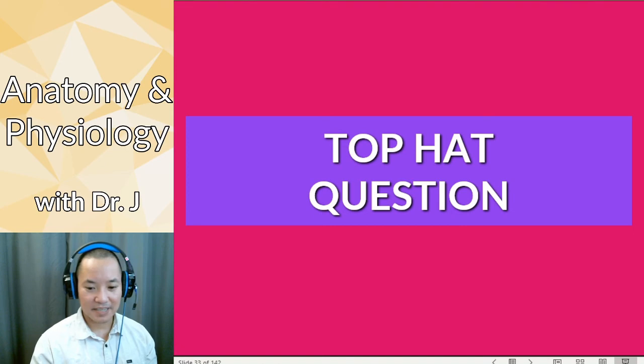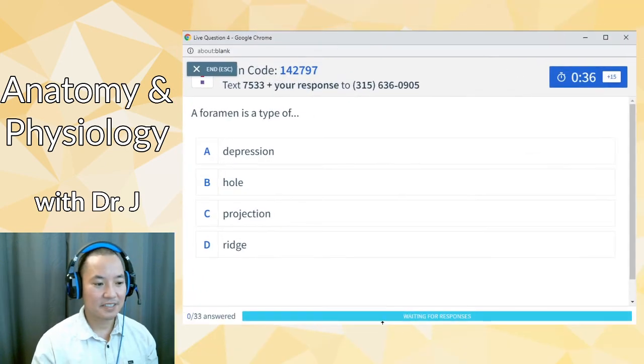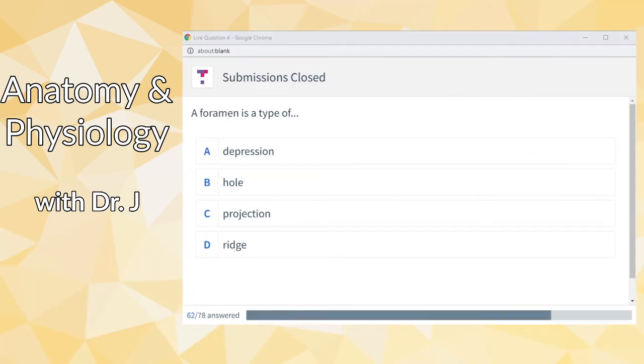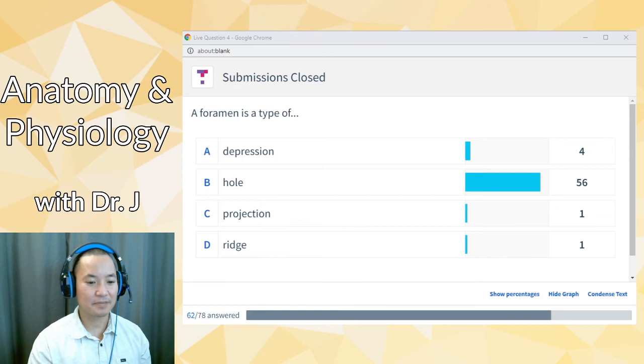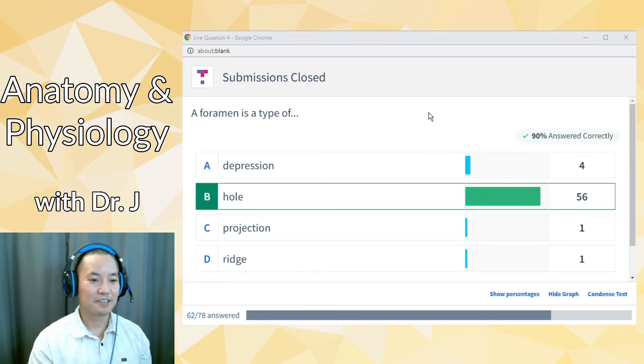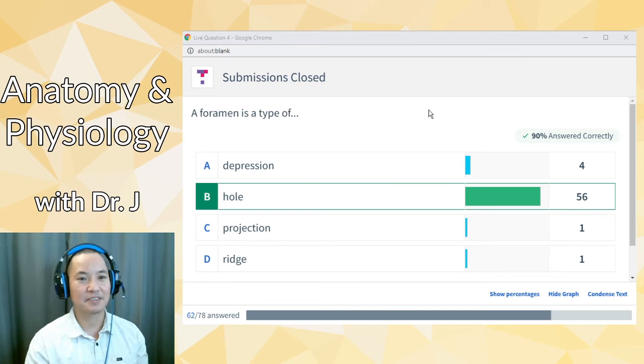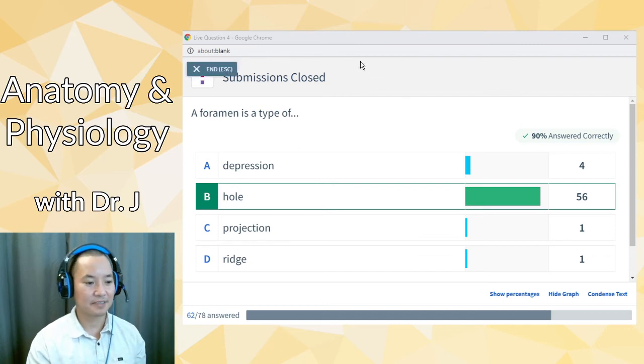Okay, so let's go back to Top Hat. Foramen is a type of, okay, let's see how everybody did. Most of you said hole, and most of you are correct. Foramen is some sort of hole and passageway, especially for small things like a blood vessel and nerve running through it. That's why your skull has a lot of foramina.